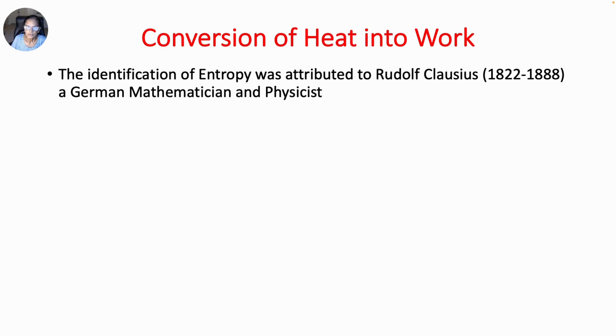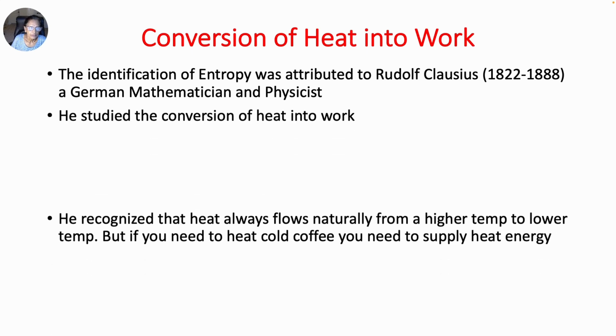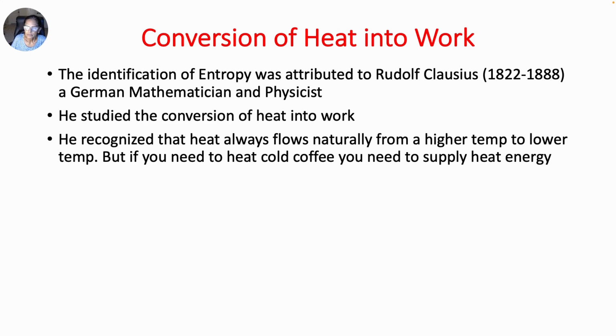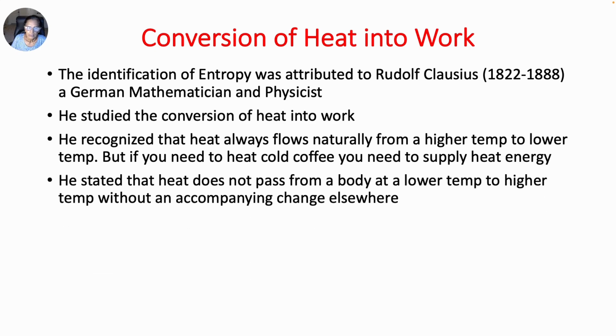The identification of entropy was first attributed to Rudolf Clausius, 1822 to 1888, a German mathematician and physicist. He studied the conversion of heat into work. He recognized that heat always flows naturally from a higher temperature to lower temperature. But if you need to heat a cold object like cold coffee, you need to supply heat energy. He stated that heat does not pass from a body at a lower temperature to higher temperature without an accompanying change elsewhere, without supply of energy.